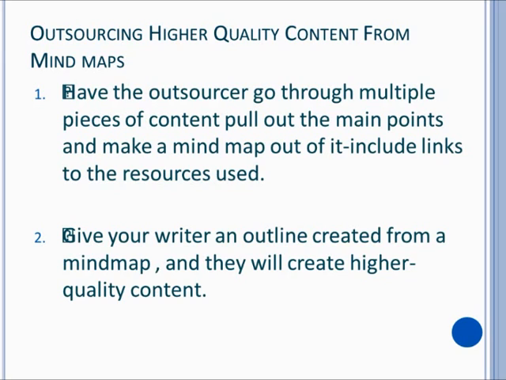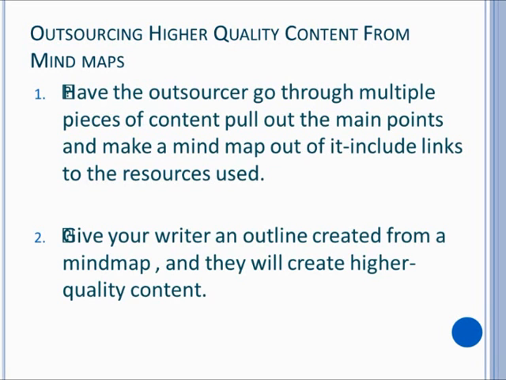Now, the other way you can do this is you can actually go through the process we've been talking about, where we go from the mind map to the outline, and have them create their content if they're actually the one that's writing it. So in the first example, they are actually just researching it. And in the second way that you can use mind maps, they're the ones that are actually writing it. So what you would do is you would give that writer a very high quality outline created from the mind mapping process. And that way they're going to be able to create much more content faster and easier.